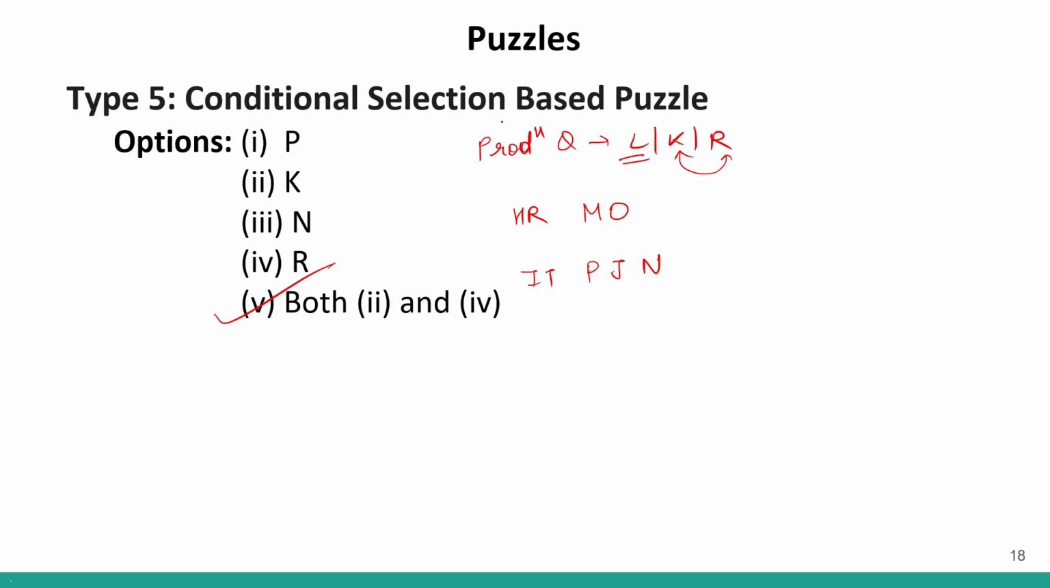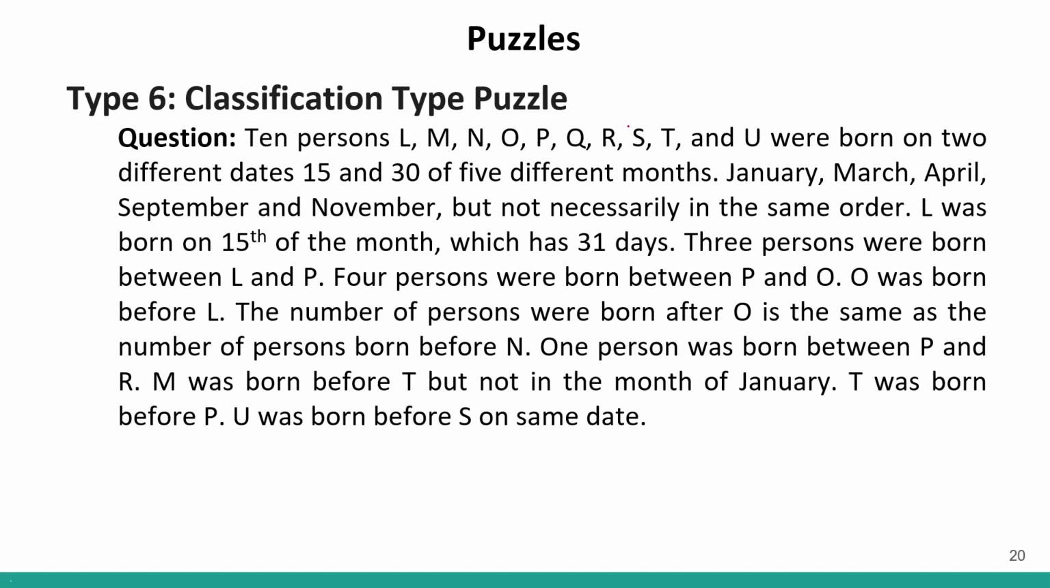This was after the conditional selection based puzzles. So this is how you solve this type. Then we have type 6, which is the classification type puzzle. Classification type, 10 people are given to us, okay? 10 people are given to us.